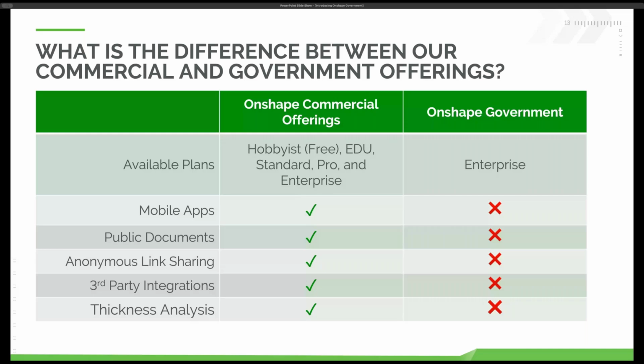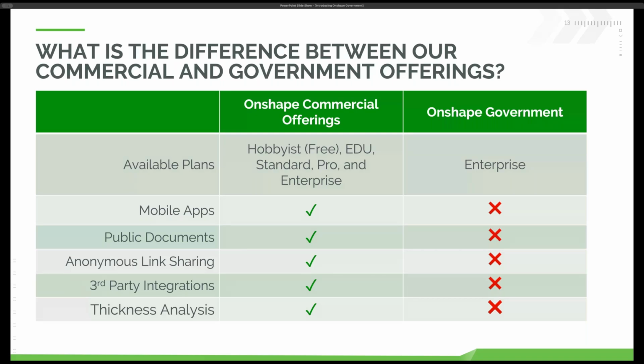So the first one that I want to point out is the Onshape commercial offering has a number of plans. We have a hobbyist plan, which is free. We have our student and educator plans, and then we have a number of paid plans, including Standard, Pro, and Enterprise. For Onshape Government, at least initially, we're only offering the Enterprise plan. So it's important that you know the Enterprise plan is the offering for Onshape Government.